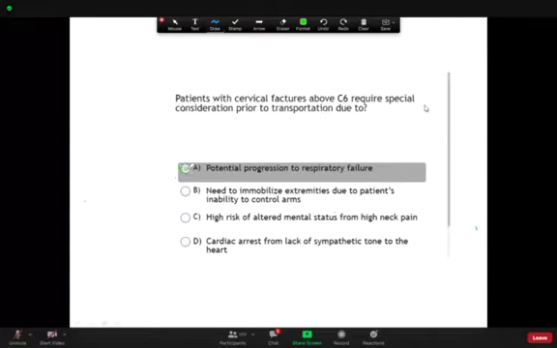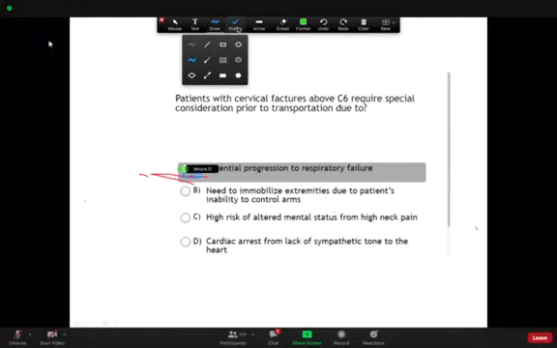Patients with cervical fractures above C6 are at risk of progression to respiratory failure. That is the main concern. Because of the cervical spine injury, they can go into respiratory failure, so you have to secure the airway.